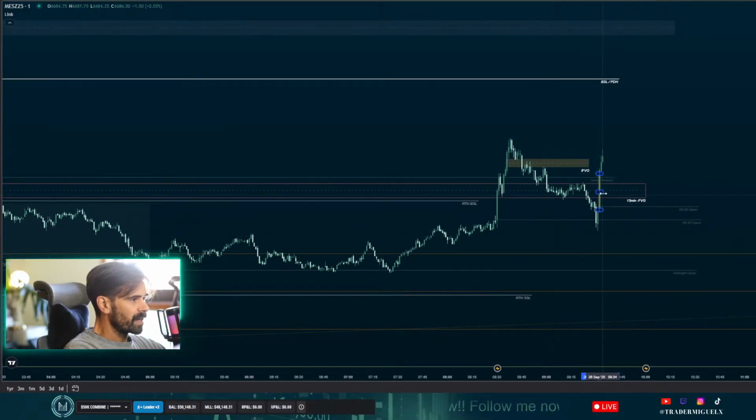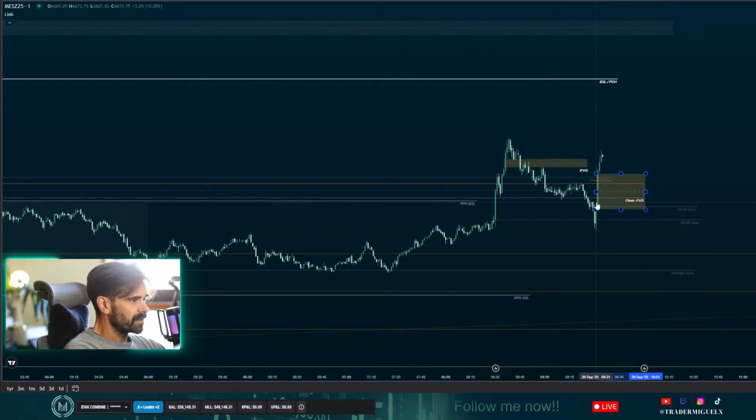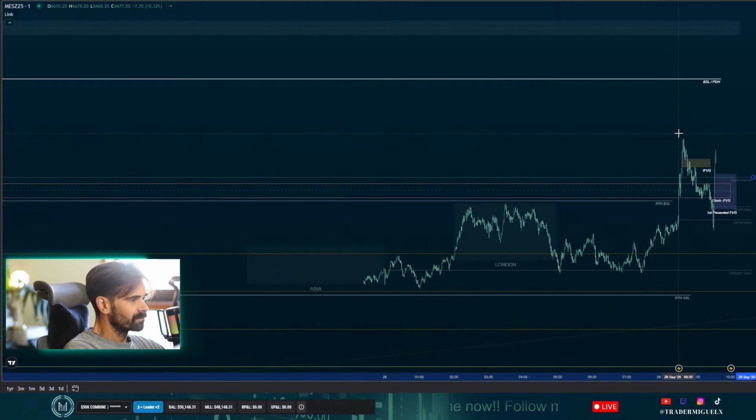We already have the first presented fair value gap here, I believe. This is the 9:31, 9:32 candle. So yeah, we have the first presented fair value gap here. Event horizon, 9:30 open, 8:30 open, midnight open. Right now price is kind of in a premium, so buying here is kind of tricky.